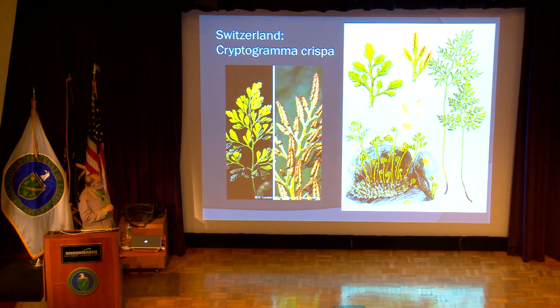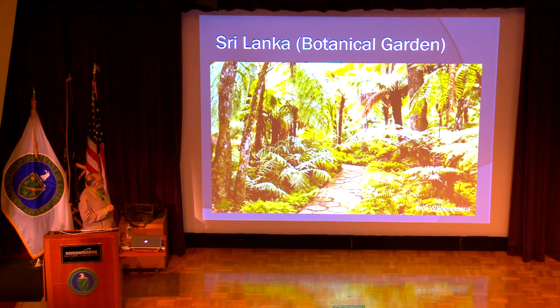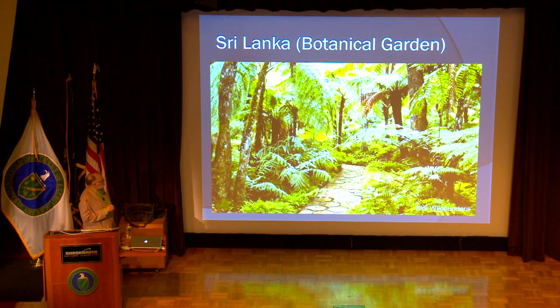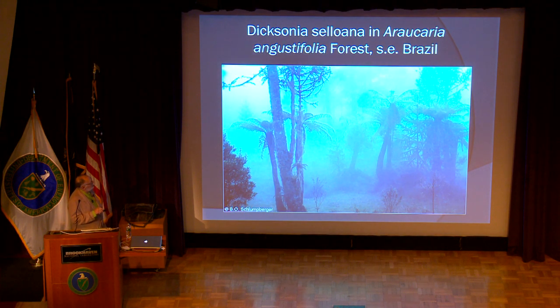Here's Cryptogramma crispa from Switzerland. And here's ferns in the tropics and subtropics. Sri Lanka has, I mean, this is the botanical garden, but it gives you an idea of how abundant and rich and varied the ferns are. Here's Dicksonia in an Araucaria angustifolia forest in southeastern Brazil. It's just something out of the age of the dinosaurs, I think.